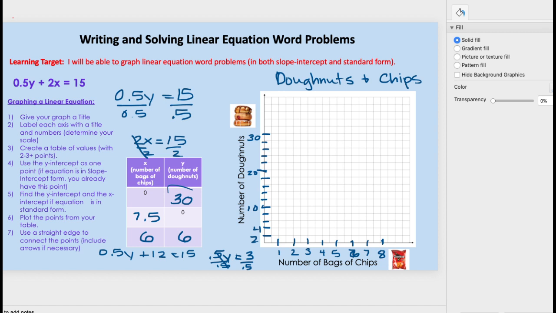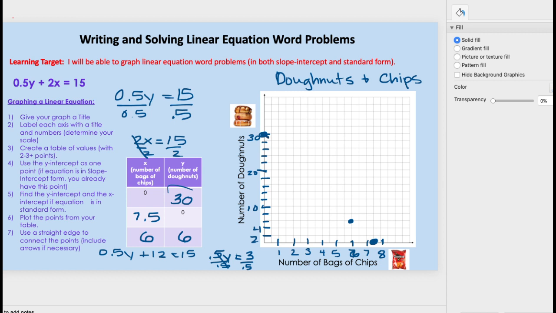So now I have 3 points to graph. I've got my y-intercept, which is 30. So that's 22, 24, 26, 28, 30. So that's a point right here. That just means if I buy 0 bags of chips, I can buy 30 donuts. If I buy 7.5 bags of chips, which is right here, I can buy 0 donuts. And if I buy 6 bags of chips, that's here, I can buy 6 donuts, and that would go right here.